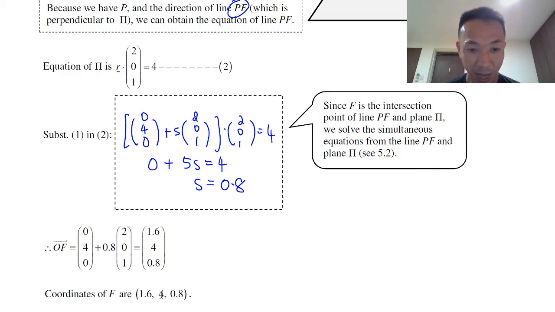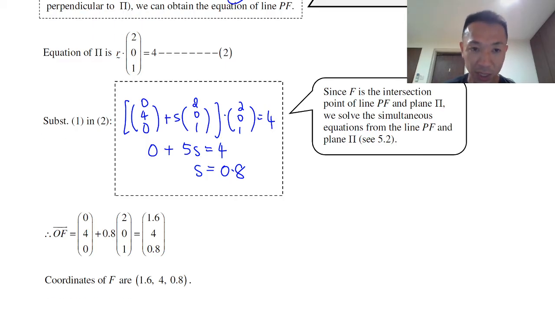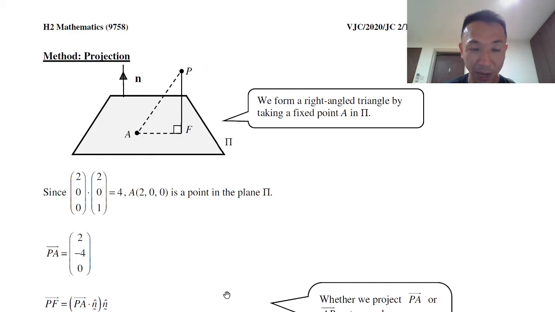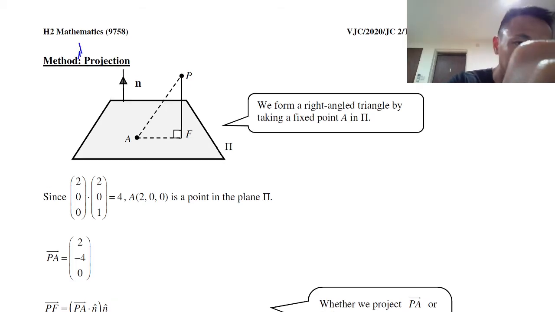We get this. My preferred method is this. It's quite easy, it's not difficult at all. My preferred method is to solve simultaneous equations. Of course, some of us may know by now there is a method B called projection.